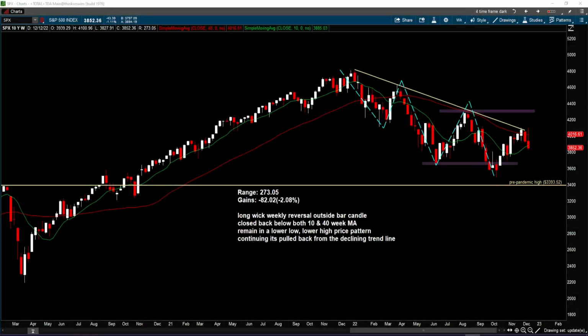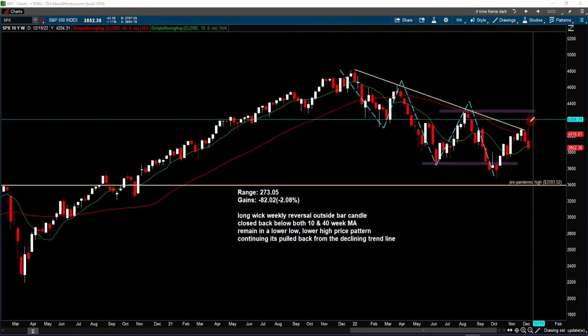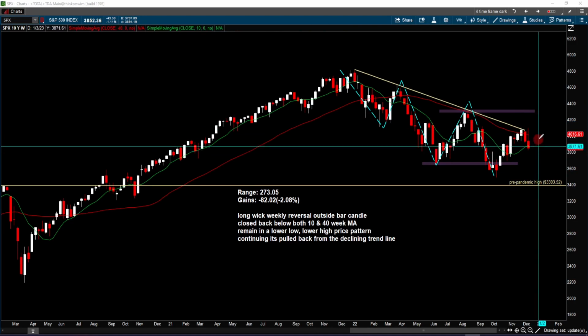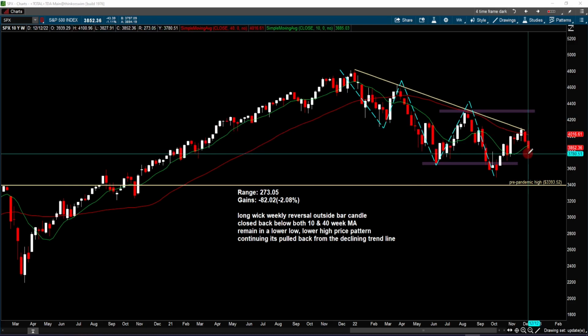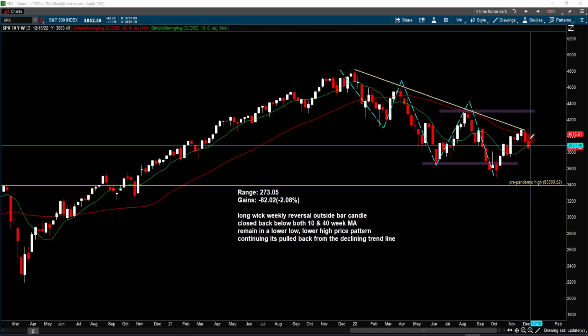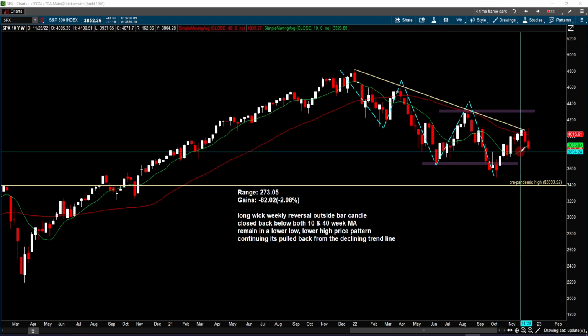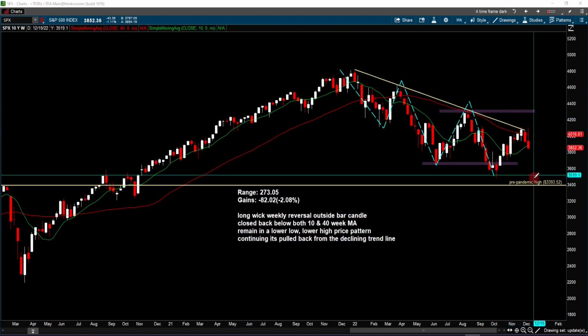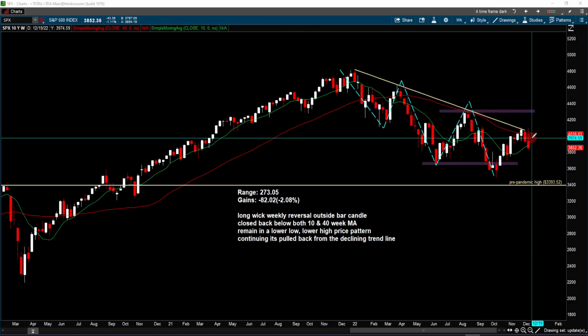Looking at this weekly chart of the S&P 500, we notice that there is a reversal candle here, a weekly candle with a long wick, and it is an outside bar type of candle. You can see that the range was 273 points for the week, and it lost 82 points, or slightly above 2% for the S&P 500. It also closed below the 40-week moving average and this 10-week moving average, as well as continuing to put in a lower high, lower low pattern. And it is pulling back from this trend line.